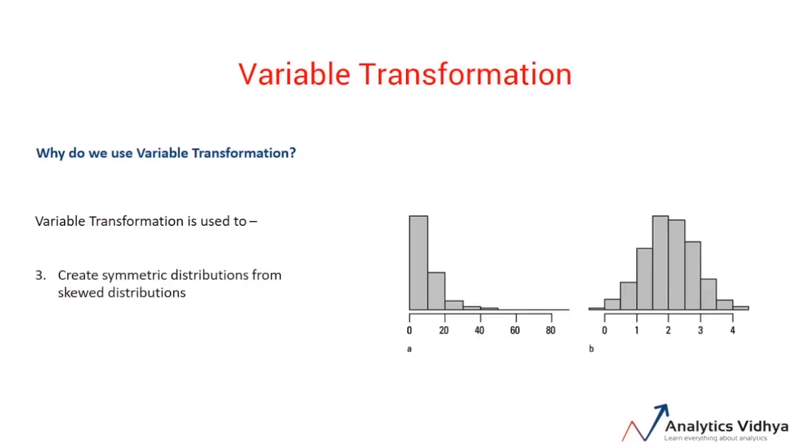Also, variable transformations are used to create symmetric distributions from skewed distributions. So this on the left is a skewed distribution, and this on the right is a symmetric distribution which is created from this skewed distribution. So why do we create symmetric distributions? It is because symmetric distributions are easier to interpret and generate inferences. Also, symmetric distributions of variables help us conform to the assumption of many models which require normally distributed errors. So when variables are normally distributed, it helps in getting normally distributed errors. So that is why we create symmetric distributions.